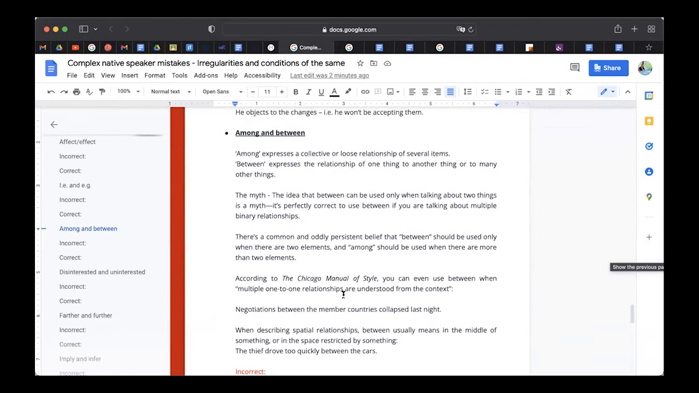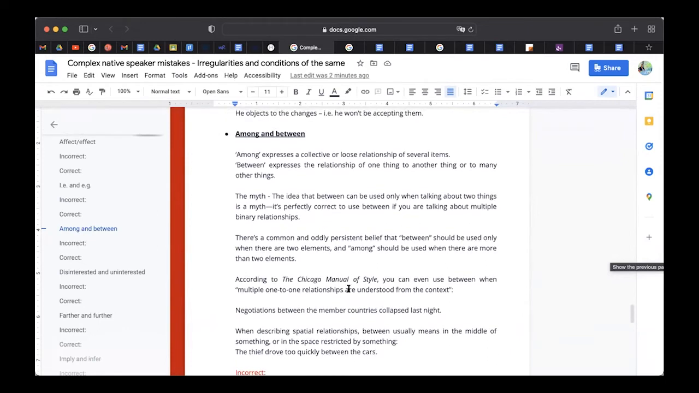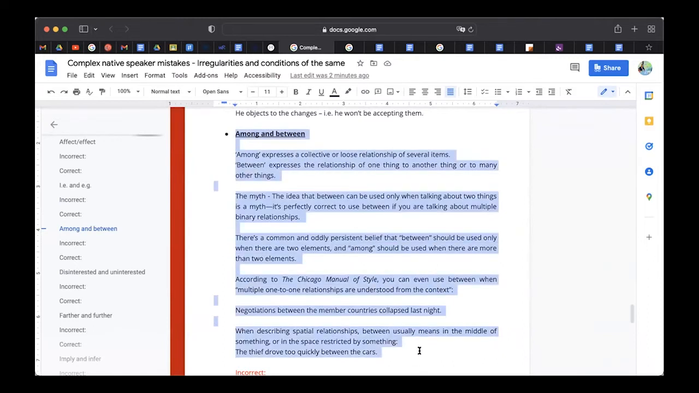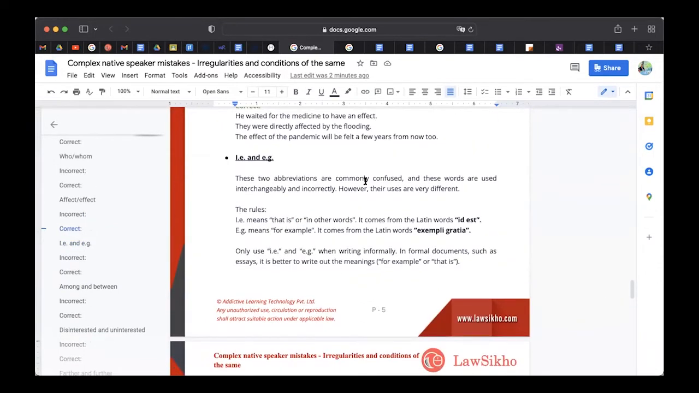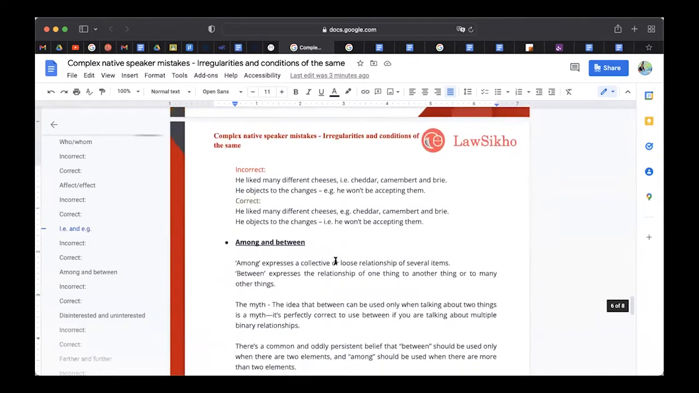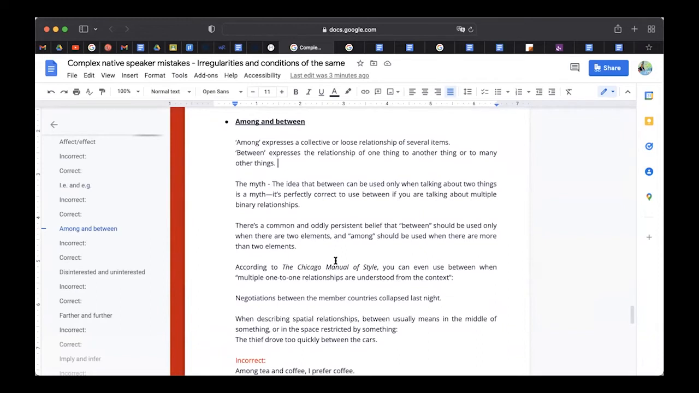I was explaining the difference between among and between yesterday when I think I got disconnected. So just to reconfirm, was this completely done and understood by everyone? The difference between among and between? No, ma'am, it was not done. I think the difference between i.e. and e.g. is clear, right? Correct. Okay, so I'm going to start today with the difference between among and between.